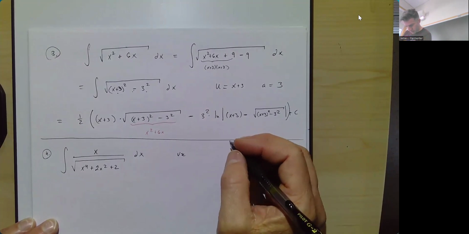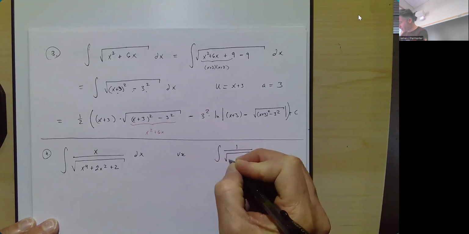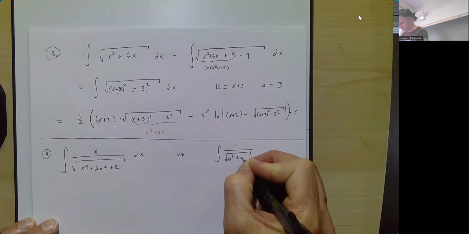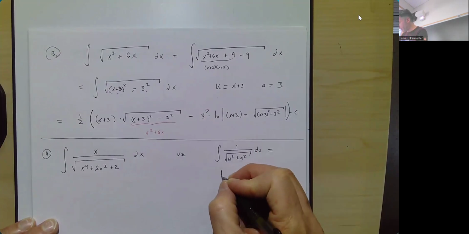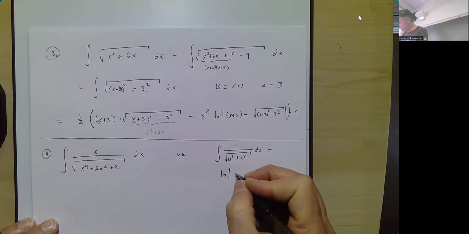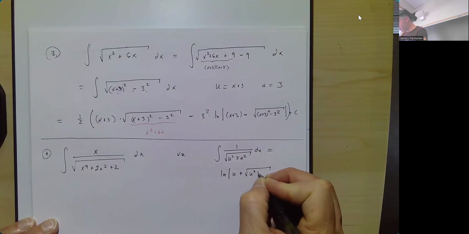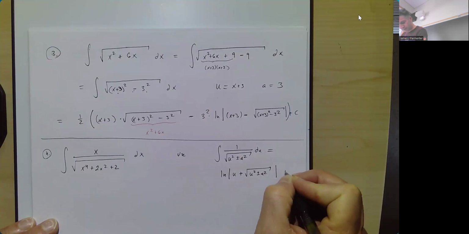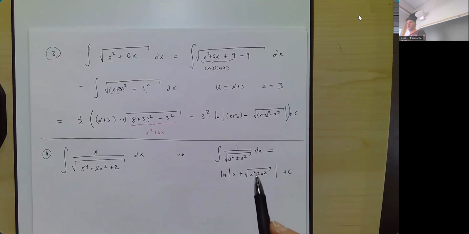the integral of 1 over the square root of u squared plus or minus a squared du is equal to the natural log of the absolute value of u plus the square root of u squared plus or minus a squared. We know we want to use this formula. To use this formula, we have to make our integral look like that.